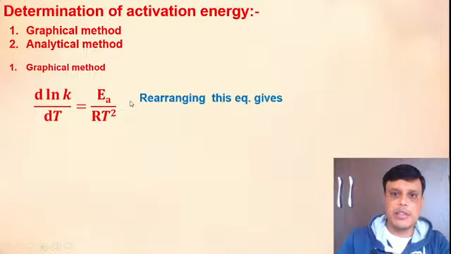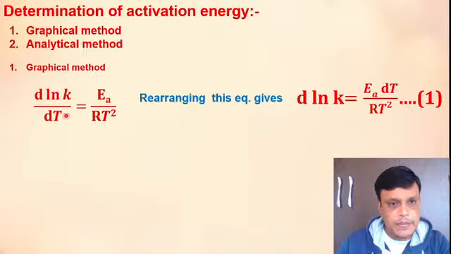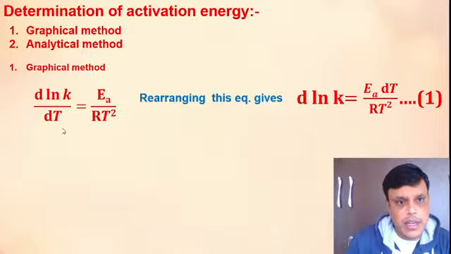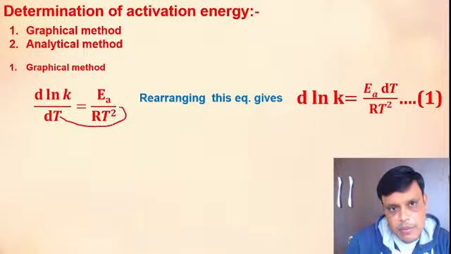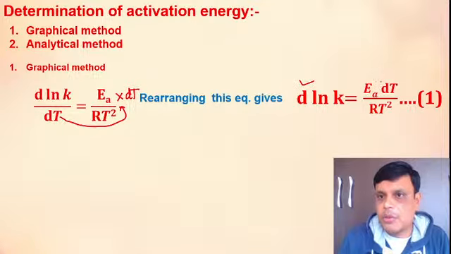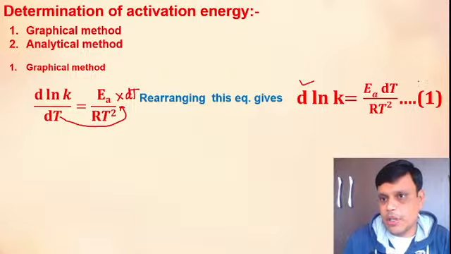We will rearrange this equation, and after rearranging, what will we do? We will transfer this dt, which is in the denominator, to the right hand side. हम लोग क्या करेंगे, ये यहाँ पे क्या था, डिवाइड था, इधर जाके क्या हो जाएगा, ये मल्टीप्लाई हो जाएगा. ठीक है. So after rearranging this equation we will get dlnk equal to Ea into dt divided by RT square. This is your equation number 1.